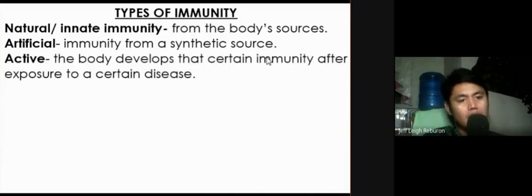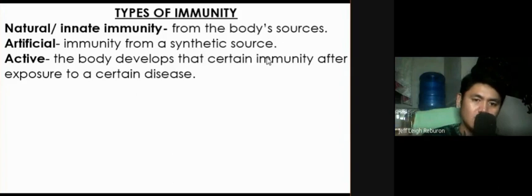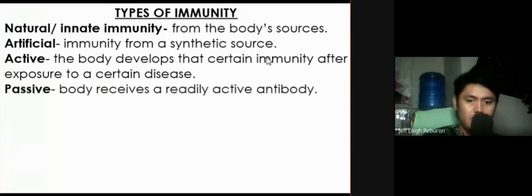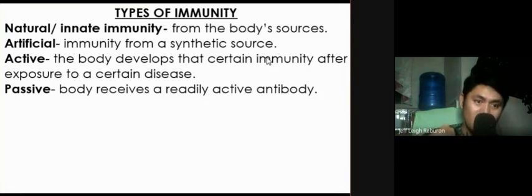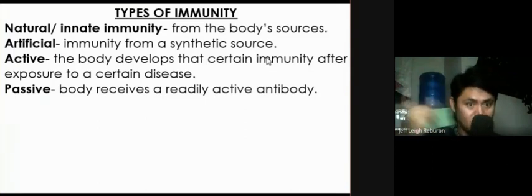Next, we also have active immunity. Pag sinabi nating active immunity, our body develops that certain immunity. Mismong tayo ang nag-produce ng antibody na yon after an exposure to a certain disease. Okay? Pero pag sinabi nating passive immunity, hindi tayo ang gumawa ng antibody na yon, but we readily receive the antibody. Okay po ba? So that's the difference ha, natural, artificial, active, and passive.